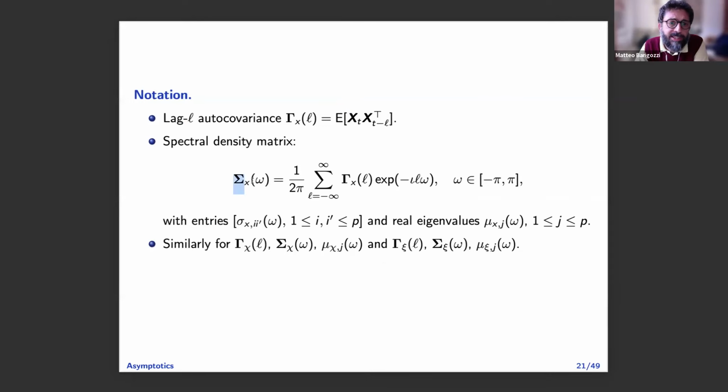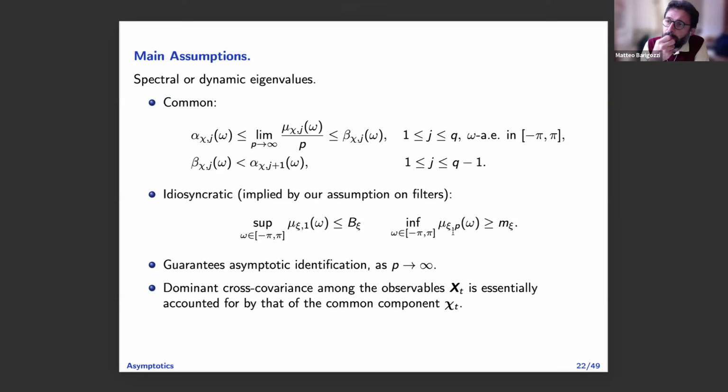So I will use sigma and gamma without the hat for the true autocovariances and the true spectral density, and then the eigenvalues of a spectral density will be mu, for the common component, for the idiosyncratic component, and for the data, depending on the index that you have. Given that, this is the crucial assumption, okay? The crucial assumption that we're making, which is what the data was showing us, is that the common component has spectral eigenvalues which diverge linearly in P, okay?